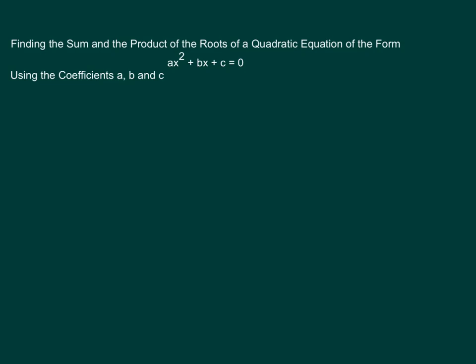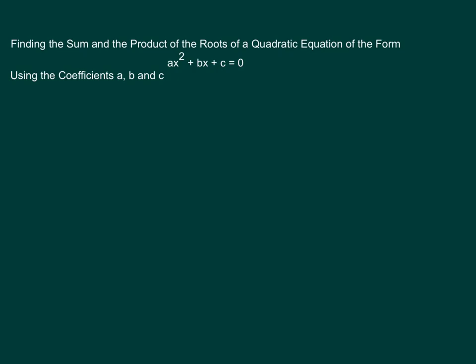Hi, in this video I'm going to teach you how to find the sum and the product of the roots of a quadratic equation of the form ax squared plus bx plus c equal to 0 using the coefficients a, b, and c. But before I show you how to use these coefficients a, b, and c, let me show you first how we can solve this without using them.